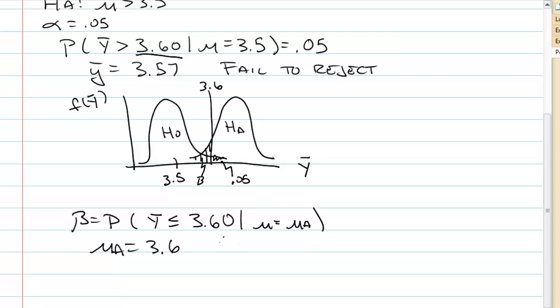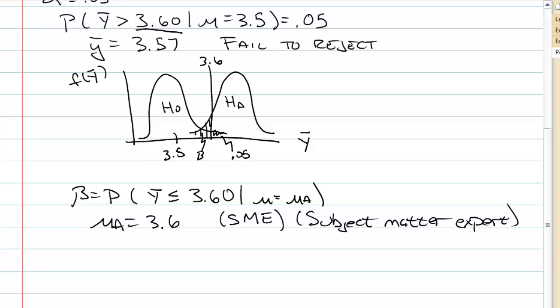Again, this came from a subject matter expert, in terms of what they think is a relevant, important difference. Alright, we need to do that calculation. So this is a probability calculation. Again, it's the probability of y bar less than or equal to 3.6, given that mu equals 3.6.